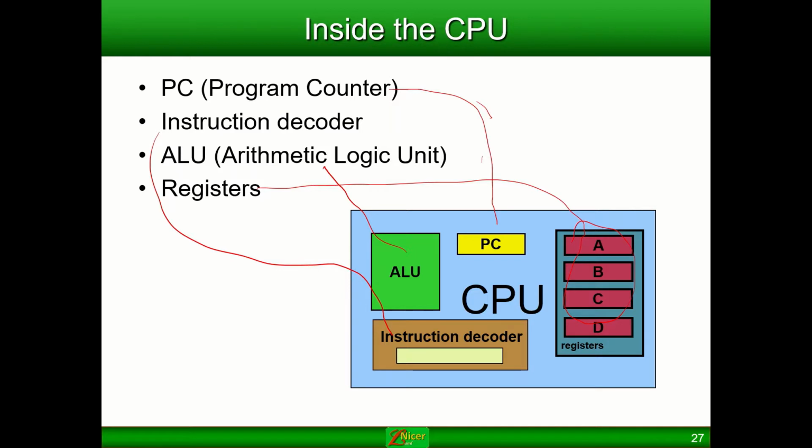In this video, I have to show how the CPU works, or what's inside the CPU. As you can see, the CPU comprises the program counter or PC, the instruction decoder to decode the instructions, the ALU or arithmetic logic unit that is mainly responsible for the mathematical operations, and the registers to store data.